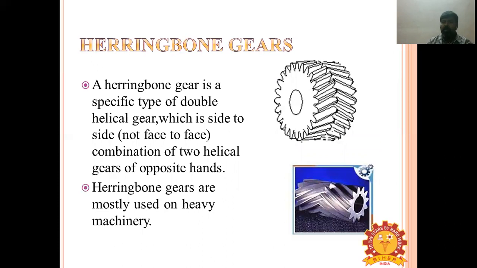Come to herringbone gears. What is a herringbone gear? A herringbone gear is a specific type of double helical gear, side by side. One disadvantage of the single helical gear is the existence of axial thrust load. This is eliminated by the herringbone configuration, because the thrust force of the right-hand helix is balanced by that of the left-hand helix.